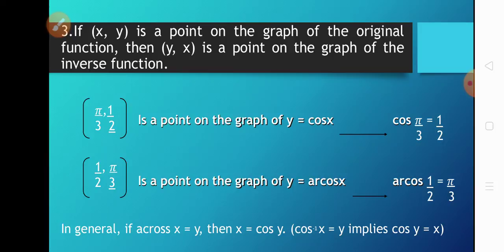In general, if arccos x equals y, then x equals cos y. That is, cos^-1 x equals y implies cos y equals x.